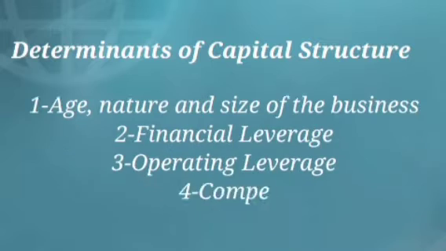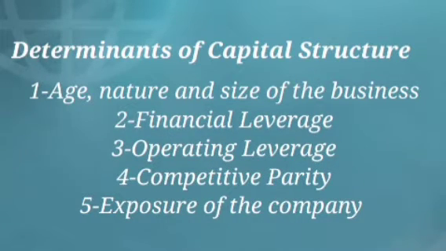So these five things, especially what I have said, like exposure of the company, age, nature, place or product of the business, financial leverage, operating leverage, and competitive parity, are the determinants of the capital structure. I am not elaborating on all these because they are not so important, since by taking some assumptions we are considering all these theories like the net income approach, net operating income approach, and traditional approach.